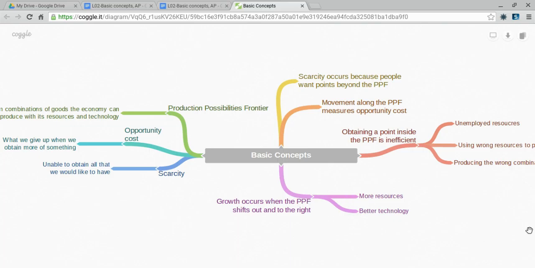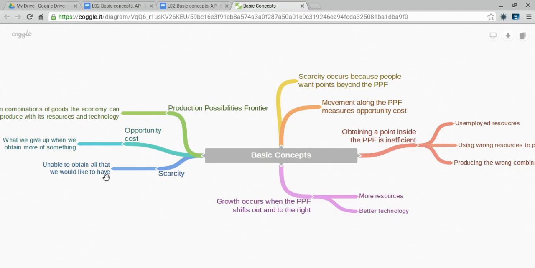Greetings. This is a map of the lesson for basic concepts. I always start the bubbles on the left-hand side toward the bottom, and then we'll read around in a clockwise fashion. The first concept we talk about is scarcity.